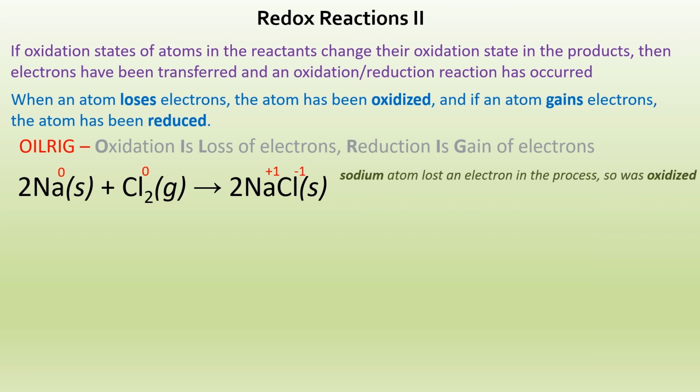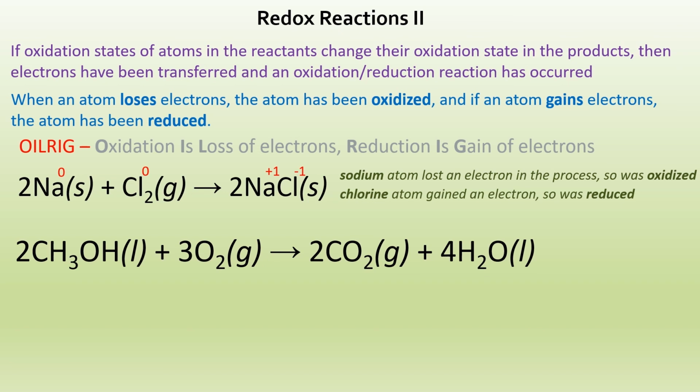Sodium in the compound has an oxidation state of +1, and the chloride ion has an oxidation state of -1. The sodium atom lost an electron during the reaction process, going from an oxidation state of 0 in the reactants to +1 in the products. Sodium was oxidized in the reaction. The chlorine atom gained an electron, going from an oxidation state of 0 in the reactants to -1 in the products. Chlorine was reduced to chloride in this chemical process. This synthesis reaction is most definitely a redox reaction.